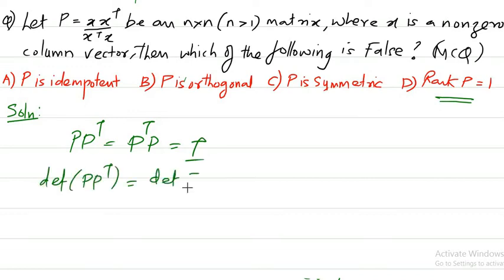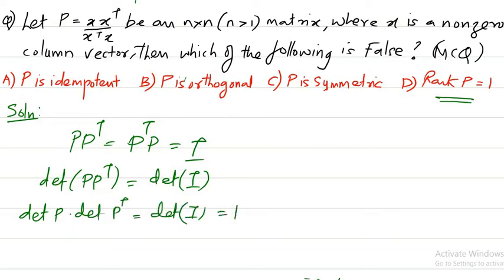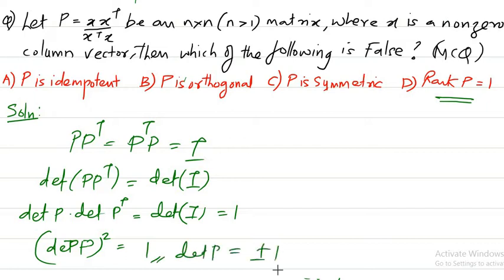We have already done the proof of this before in our lecture: determinant of P into determinant of P transpose is equal to determinant of I, which is 1, and from this we get determinant of P whole square will be equal to 1, or determinant of P has to be plus or minus 1, right? Determinant of P and P transpose are same, that's why I have taken determinant of P whole square. So if P is orthogonal, definitely determinant has to be plus or minus 1.